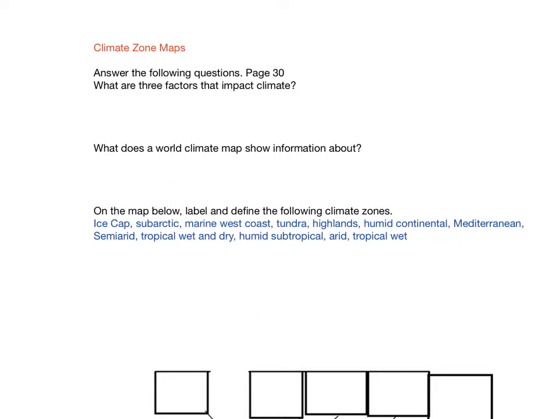All right, so looking at our page, what we can be doing is right now we should have our tablet split screened so that we have our Notability on the right-hand side and this Explain Everything or YouTube video on the left-hand side. We're going to start by answering our questions, and in our directions it says, answer the following questions and turn to page 30. So, the first question says, what are 3 factors that impact the climate? Take a moment right now, press pause, read page 30, and then answer this question.